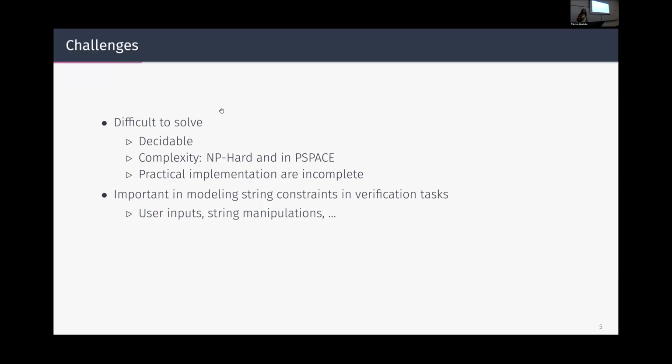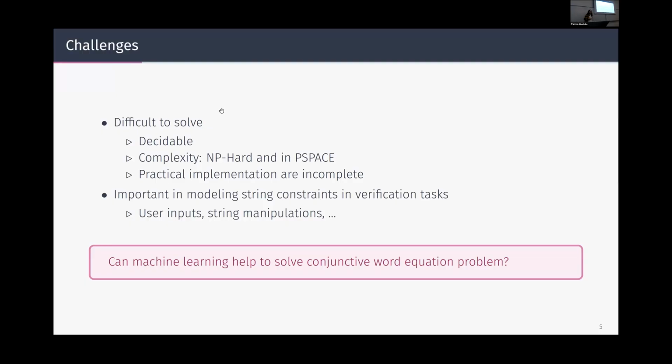Okay, so I missed my transition, but okay, this kind of problem is difficult for solvers, and word equations are basically difficult to solve because even though the problem itself is decidable, its exact complexity isn't known yet, but it's in NEXPTIME and at least in PSPACE. And usually practical implementations are incomplete in order to achieve good performance. So we have to drop completeness, which is hard, but at least it works in practice a little bit. But word equations are important, especially for checking user input or string manipulation. And this is why we tried to see whether machine learning can help us solve them more efficiently.